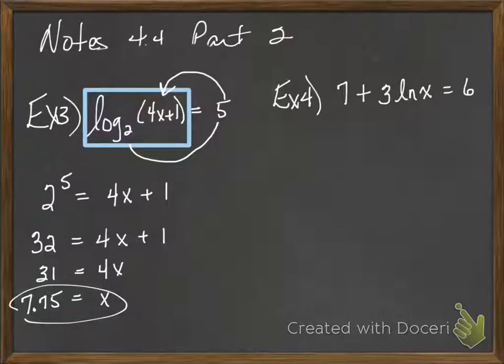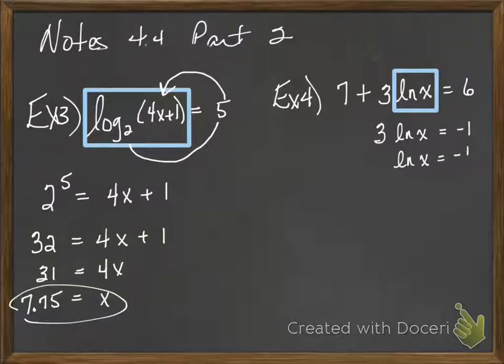So in example 4, our little ln, if we think about where it is, it's not by itself. So you can't go writing this equation in exponential form yet. The ln of x has got to be completely by itself. So what would you do first to get it by itself? You would subtract 7. So that's going to give us 3 times ln of x is equal to -1. Then you're going to divide by 3.